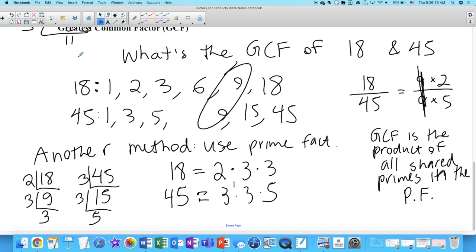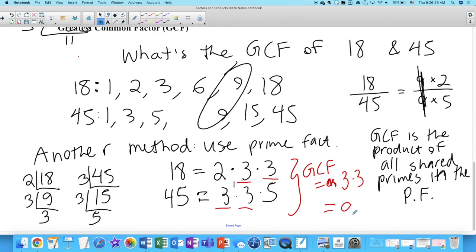This one has a 3 in it. Does the other one have a 3 in it? Yeah, so that's shared. This has another 3 in it. Does this one have another 3 in it? Yep, so that's also shared. And then once you get to the end of one number, you're done, because you've run out of numbers to compare it to, right? So even if this has a 5 in it, because I've already looked at this one, it doesn't have a 5 in it, otherwise I'd already have underlined it. So the GCF is 3 times 3, which is 9.